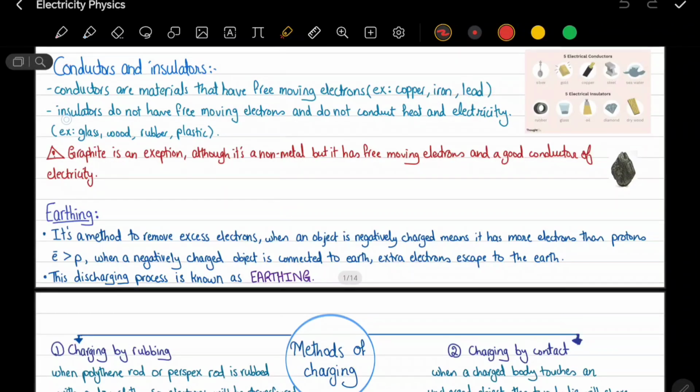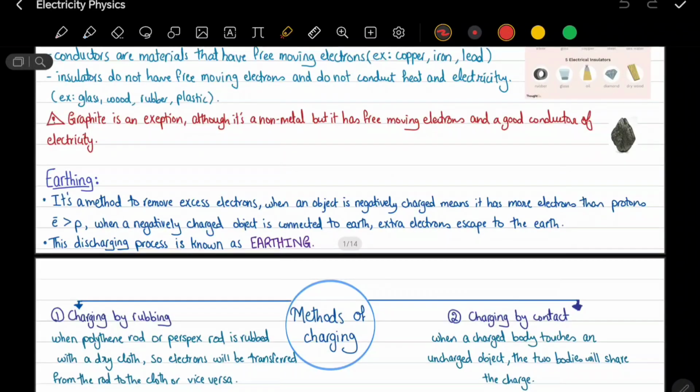When we discuss insulators, they do not have free moving electrons, so that's the reason they do not conduct heat nor electricity. Very famous examples are glass, wood, rubber, and plastic. Although graphite is a non-metal, it's an exception. Graphite has free moving electrons and it's a good conductor of electricity.